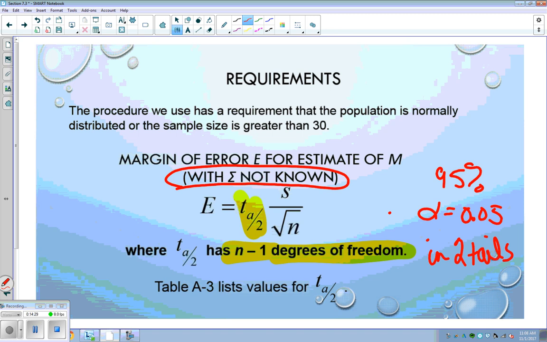So now that we can find t of alpha divided by 2, this should look pretty familiar to you. We're going to multiply by the standard deviation of the sample divided by the square root of n, n being the number in our sample. For the degrees of freedom, this n remains as was. So if I had a sample of 30, I'd put 30 in for n, but my degrees of freedom would be 29.